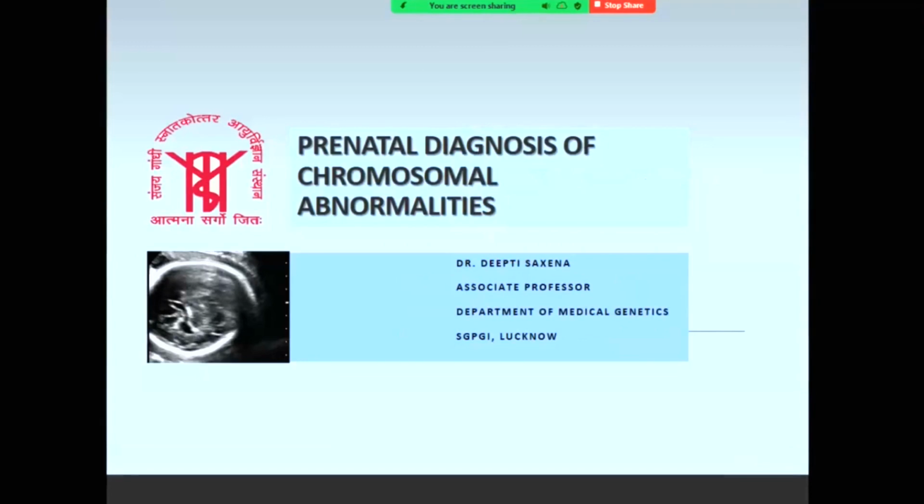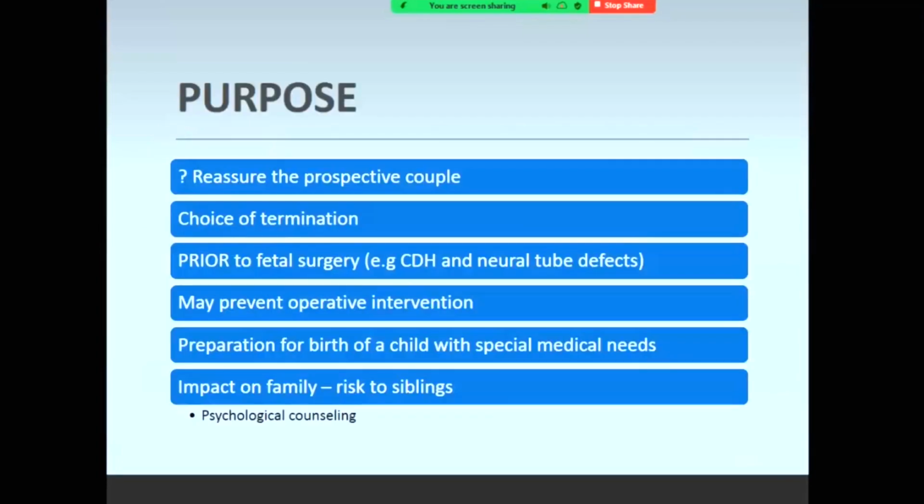Good morning, everyone. So today we'll be discussing prenatal diagnosis of chromosomal abnormalities. So what is the purpose of prenatal diagnosis? In some cases, we want to reassure the couple if everything is normal. If anything is abnormal, we can offer the choice of termination.